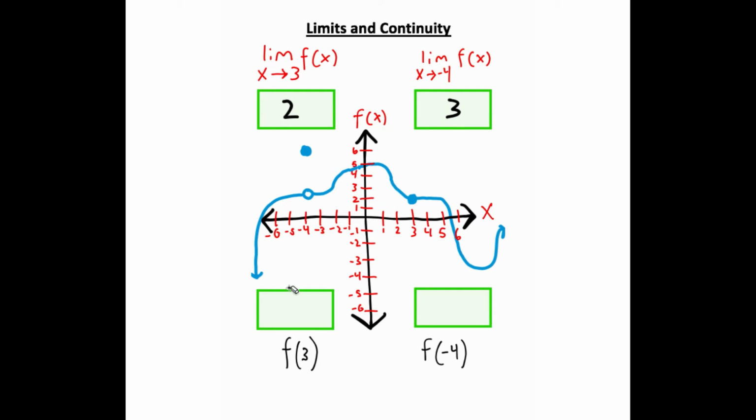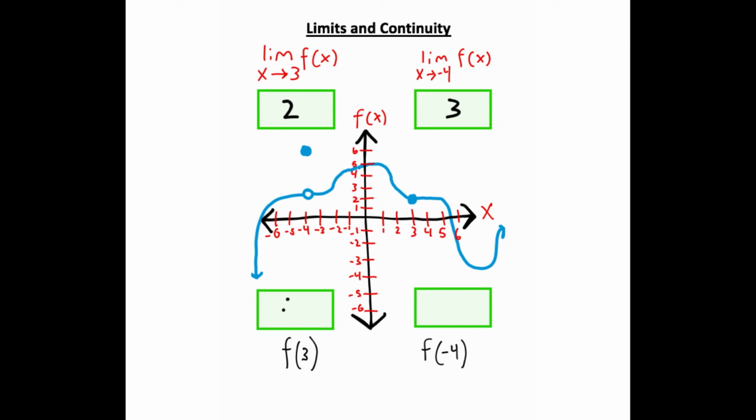Now, what about just plugging in a number for my function? What is defined as my x is equal to 3 in my function? So my input here is going to be 3. And if I travel up here to my curve and I go to my output, it looks like we're at about 2. So in this case, I can plug in a 2 right there.